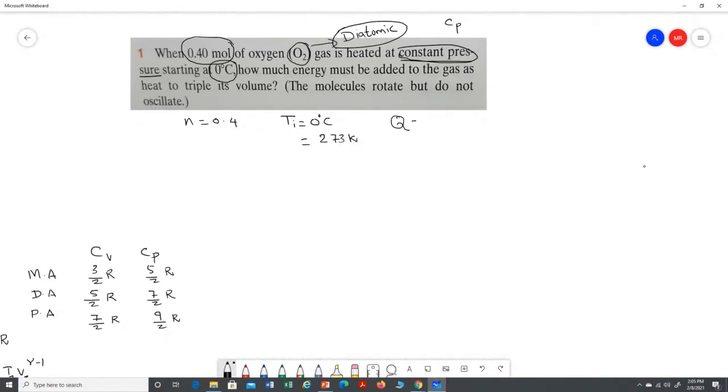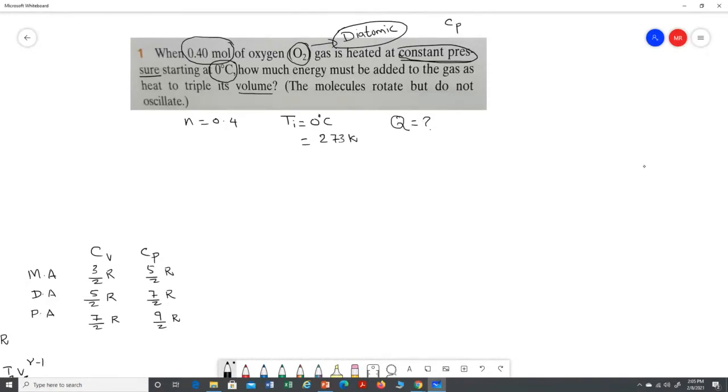Now what we are going to do? We are going to find what should be the energy. When you find the energy, they clearly mention something. What is mentioned here, my dear? Listen carefully. This word is very, very important. How much energy must be added to the gas as heat to triple its volume?